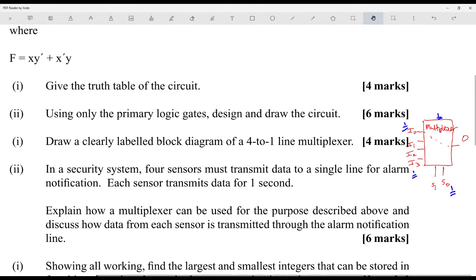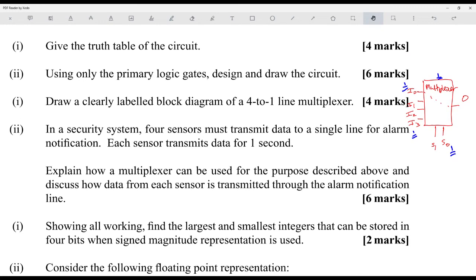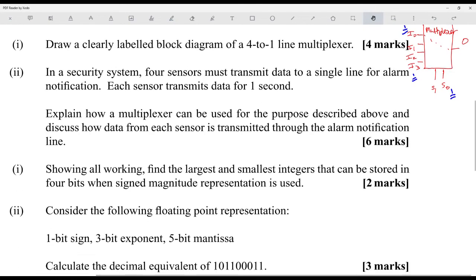Alright, so in a security system, 4 sensors must transmit data to a single line for alarm notification. Each sensor transmits data for 1 second. Explain how a multiplexer can be used for the purpose described above and discuss how data from each sensor is transmitted through the alarm notification line.